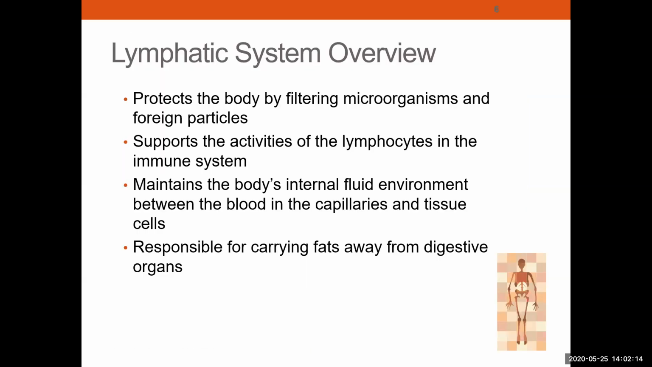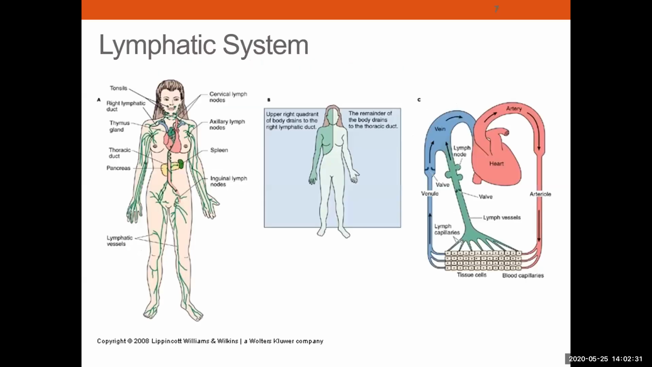We look at the lymphatic system overview. It protects, again, by filtering microorganisms and foreign particles, supports the activities of lymphocytes in the immune system, and maintains the body's internal fluid environment between the blood and the capillaries and tissue. And it's responsible for carrying fats away from digestive organs. This kind of gives you an idea of the lymphatic system here.